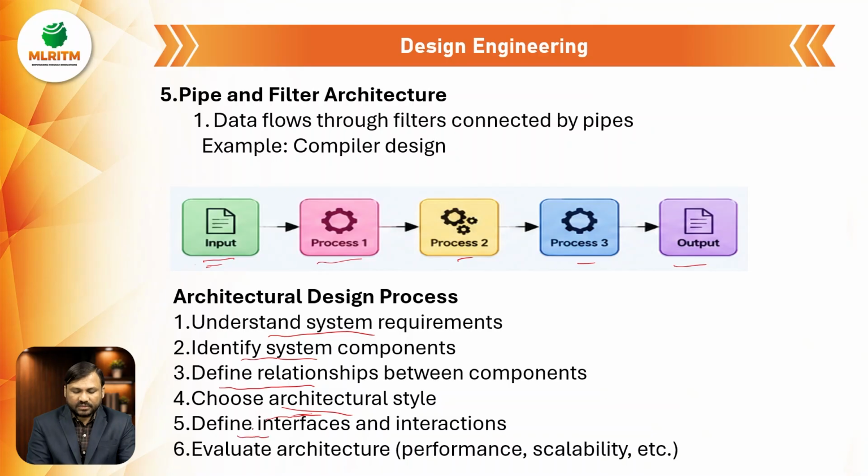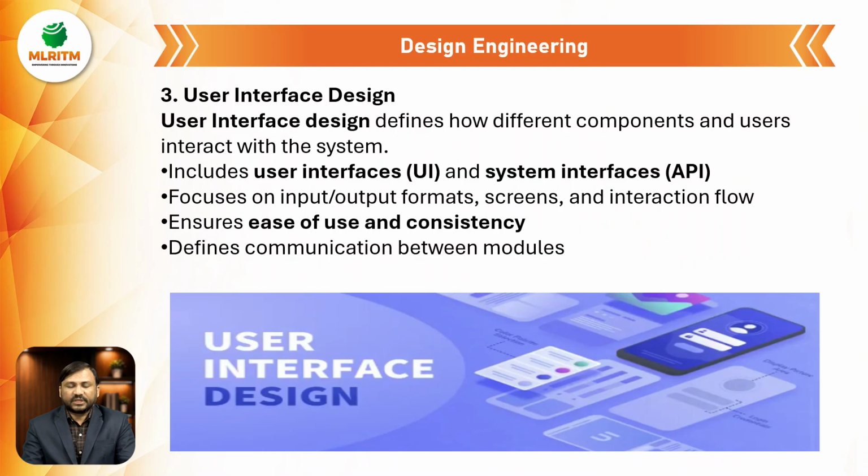And it also defines the interfaces and the interaction between the various components and various submodules, etc. Then we can go for the evaluation of the architecture, like whether it is giving good performance, scalability, security or not. So that is the architectural design process, starting from the understanding of user requirements and system requirements to evaluating the architecture. Now we'll see the third type of the design model, that is user interface design.